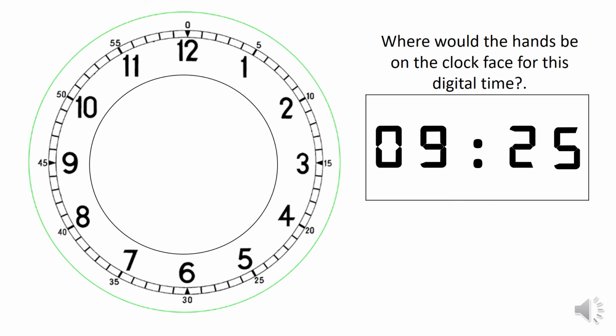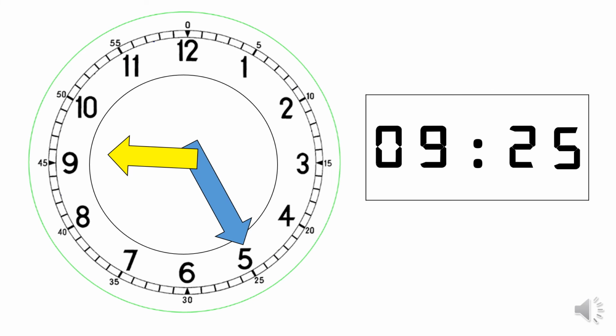We're going to go the other way now. Here is the time, 9:25. Where would the hands go on the clock? Take a pause in the video. If it's 9:25, the hour hand needs to be pointing near the 9. And 25 minutes, you can count on the outside notches 25.